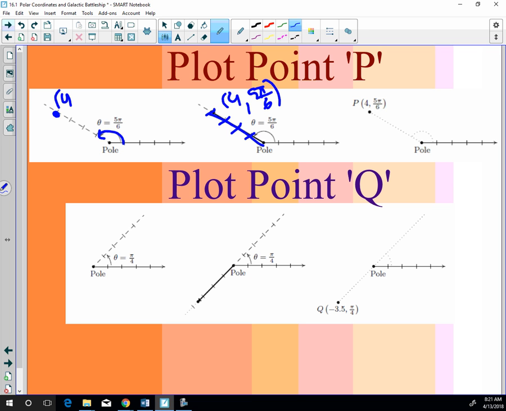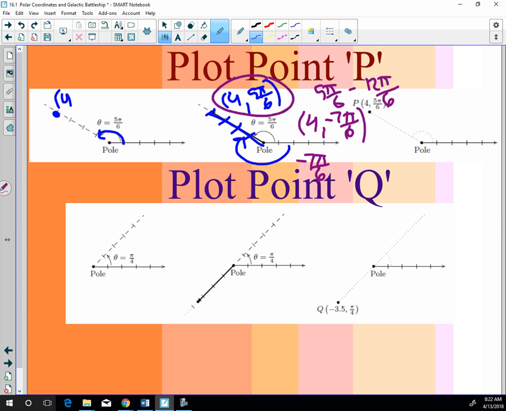You could also, if you want to think of it this way, what angle is this if we go in a negative direction? This is negative pi. What will that be? Negative 6 pi over 6. What will it be in a negative direction? Negative 7 pi over 6. You could also call this 4 comma negative 7 pi over 6. Notice that from 5 pi over 6, you're subtracting 2 pi, 12 pi over 6. What's 5 minus 12? Negative 7. So these are 2 ways of describing the same point. Did I lose you?